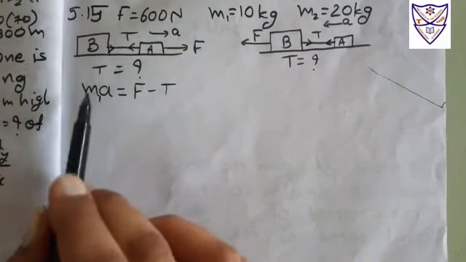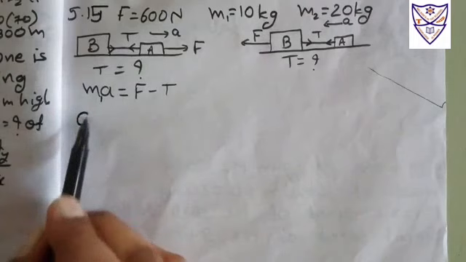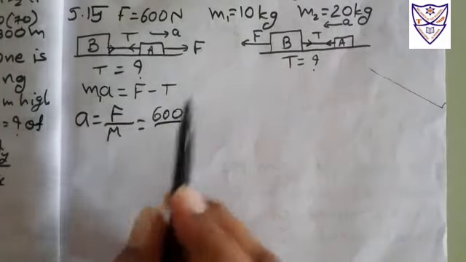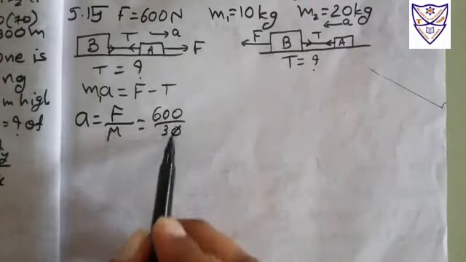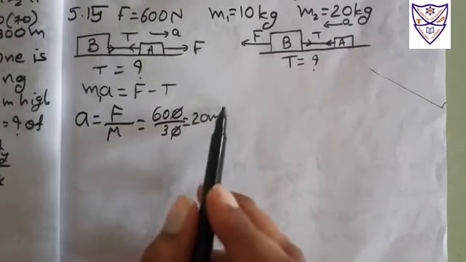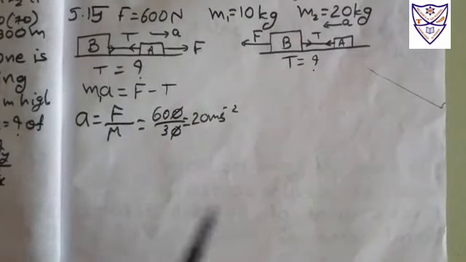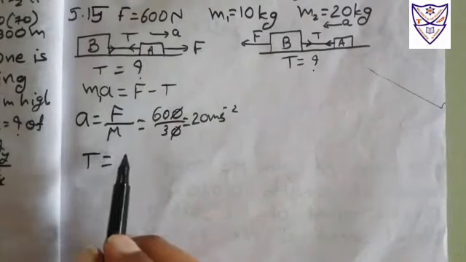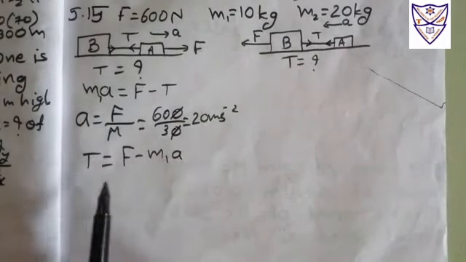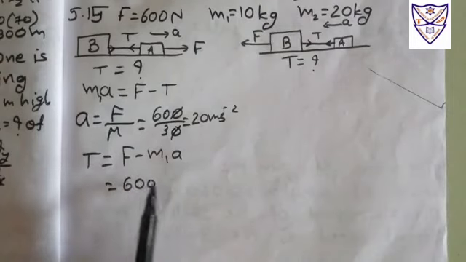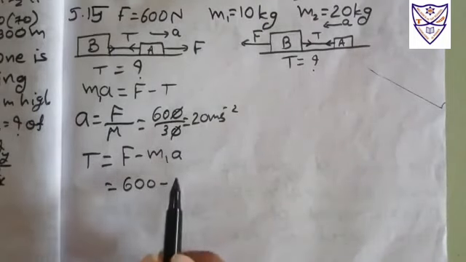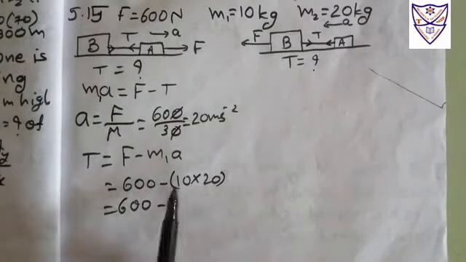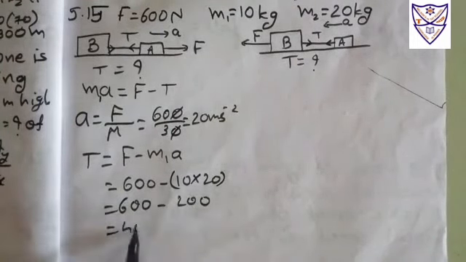Mass into acceleration, but this is for only one, so m1 into A, right? So first of all we need to find A. A is equal to total force upon total mass. What is total force? 600. Total mass is 10 plus 20, it is 30. So cancel out, we get 20 meter per second squared. From this we need to find tension. So T subject, now F minus m1A. What is force? 600. 600 minus, what is m1? m1 is 10. 10 into 20. So our answer will be 600 minus 20 into 10, which is 200.